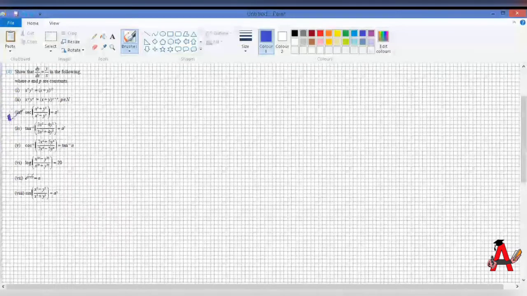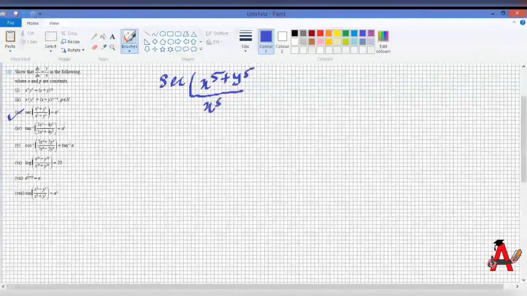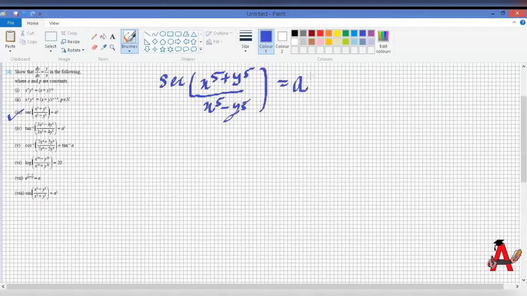So let's take question number 3. Now 3 is sec inverse of x raised to 5 plus y raised to 5 upon x raised to 5 minus y raised to 5 equal to a square. So whenever such kind of a question is given, what you do is you take this sec on the other side, it becomes sec inverse.